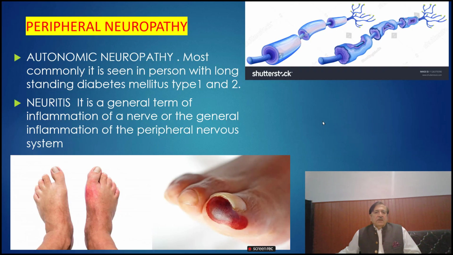Peripheral neuropathy, autonomic neuropathy. Most commonly it is seen in persons with long-standing diabetes mellitus type 1 and type 2. Neuritis is a general term for inflammation of a nerve or the general inflammation of the peripheral nervous system.